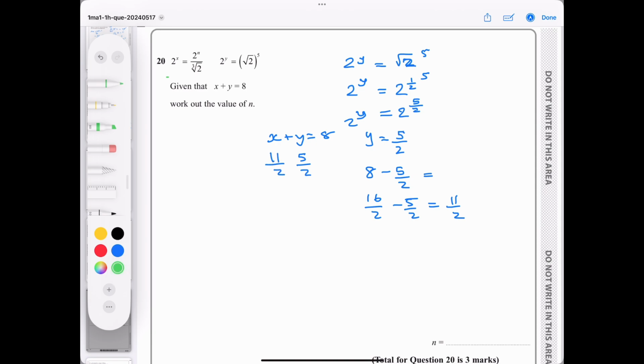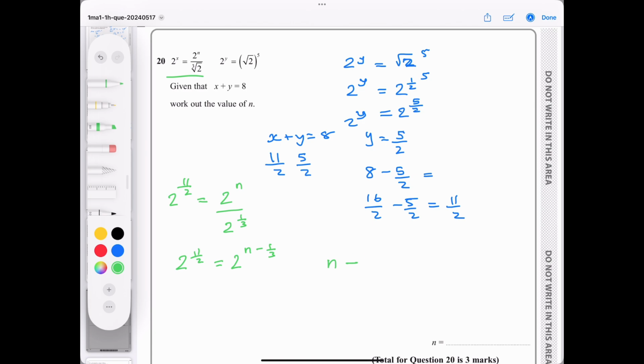Now I'm going to find this bit. So I know that 2 to the power 11 over 2 equals 2 to the power n over the cubic root of 2. So that's 2 to the power a third. So that means 2 to the 11 over 2 equals 2 to the n minus a third. Now we've got to work out what n is based on this.